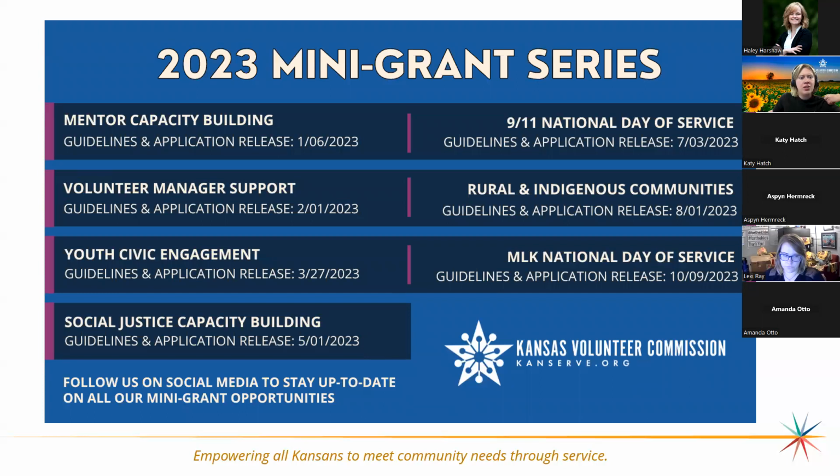Our 2023 mini grant series was released at the end of last year. Our mentor capacity building grant just closed. Our volunteer manager support grant is open, with applications due March 1st, and I'll say a little bit more about that and what that grant looks like in just a few minutes. But these are all of the grants that we'll be releasing this year: the Youth Civic Engagement Grant, the Social Justice Capacity Building, 9/11 National Day of Service, the Rural and Indigenous Communities Mini Grant, and then finally the MLK National Day of Service Grant, which will be for MLK projects for 2024.